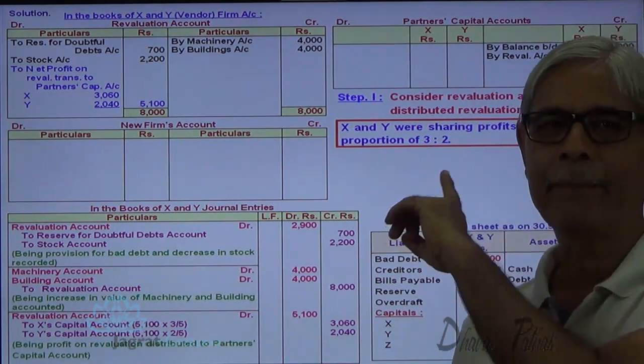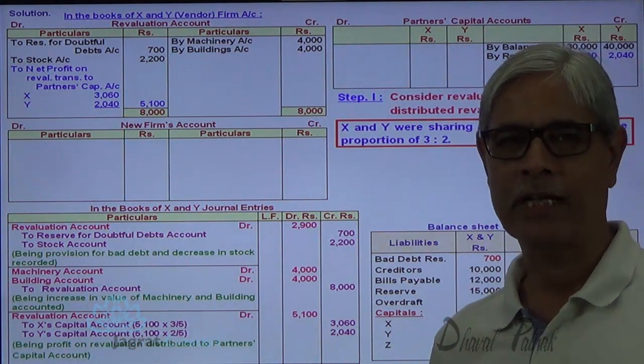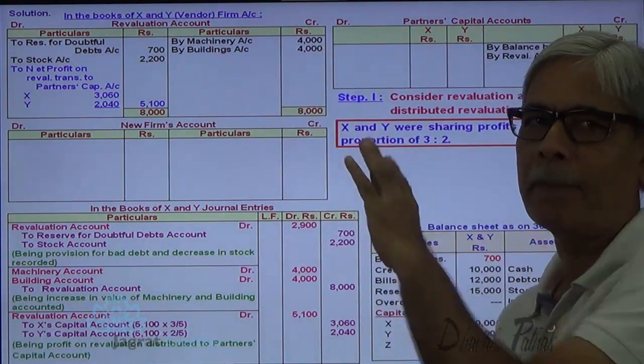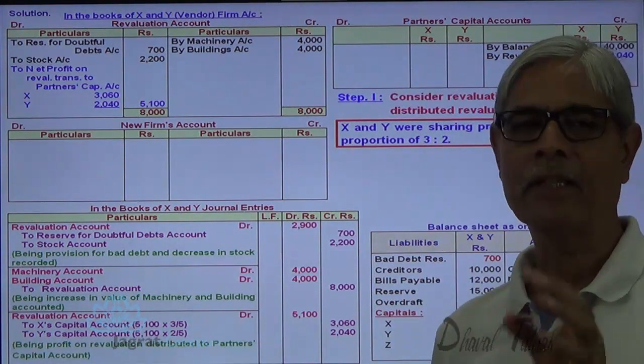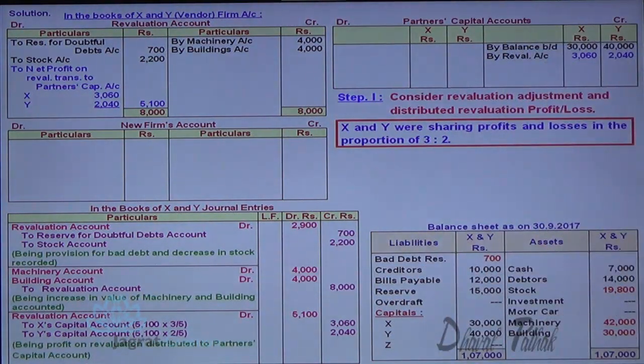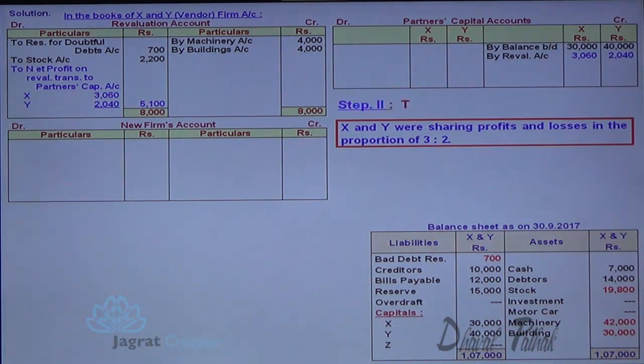First I recorded the capital balances, then I considered the revaluation adjustments. The revaluation account is prepared. The profit or loss on revaluation is transferred to the capital accounts of the partners, and the revalued values are recorded in this balance sheet. Now the next step, transfer reserves. Reserves are 15,000, which will be distributed in the ratio of 3:2.